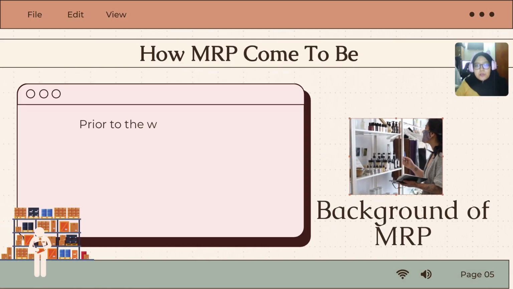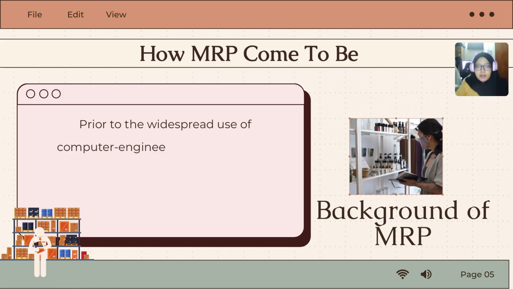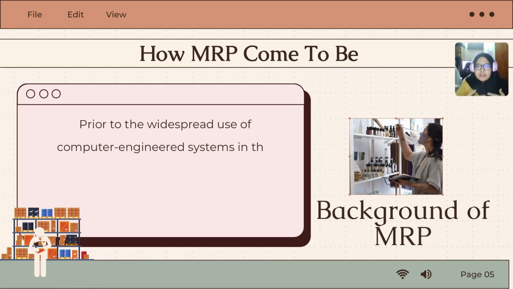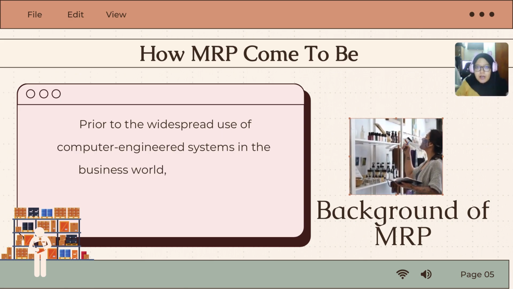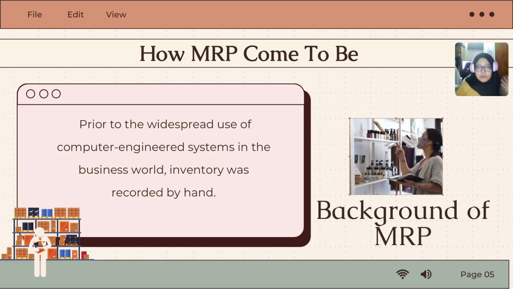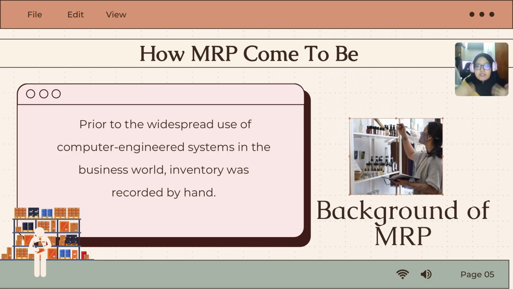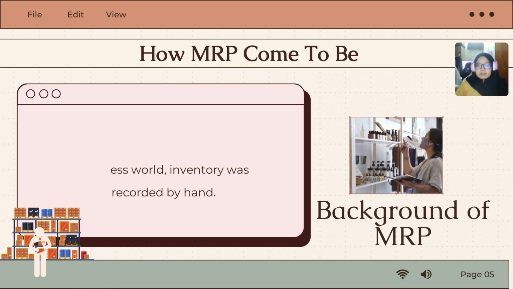Prior to the widespread use of computer-engineered systems in the business world, inventory was recorded by hand. However, as time passed, it was discovered that this method was inefficient. MRP evolved later as a result of a desire for increased control, precision, and efficiency in essential manufacturing operations such as inventory and production management.